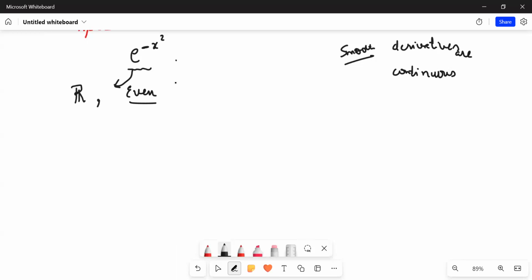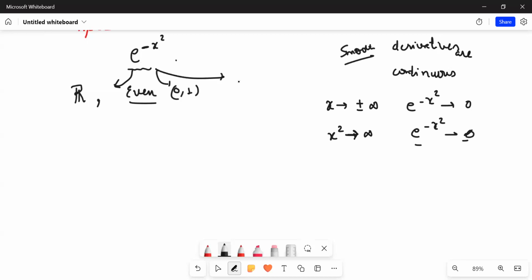How would you think that your function behaves at x equal to plus minus infinity? Whether it is plus infinity or minus infinity, e to power minus x square would go to 0, because if x tends to plus minus infinity, x square would tend to infinity, and e to the power minus x square would tend to 0. I hope it is clear. At 0, it would be at 1.